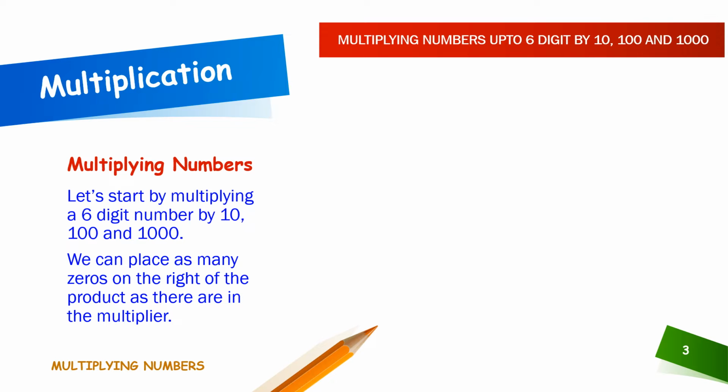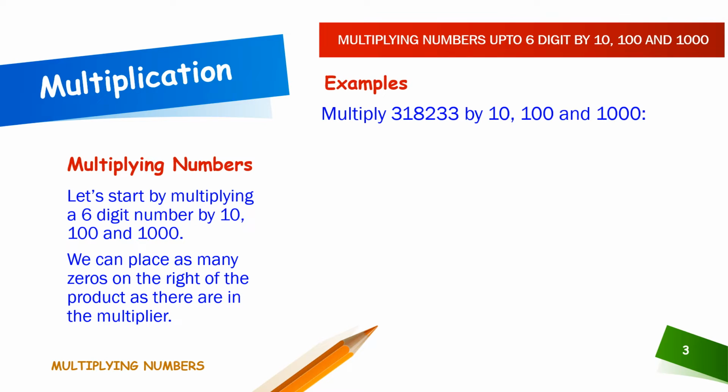We will begin by multiplying a 6-digit number by 10, 100 and 1000. We can place as many zeros on the right of the product as there are in the multiplier. Let's demonstrate how to do this by using an example. Let's multiply 318,233 firstly by 10, then by 100, and then by 1000.